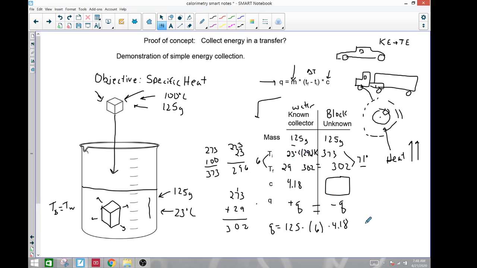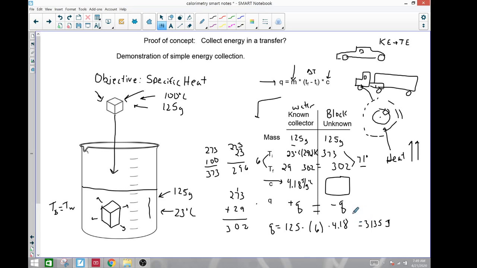All right, so let's solve this out. What does this equal? Grab our calculator, and we got 125 times 6 times 4.18, and I get 3,135. So this is 3,135 joules of energy. If you forget what units we have here, you can always take a look at the specific heat, which is normally given in the problem, and it'll have the units on it. Joules per gram degree Celsius or Kelvin.